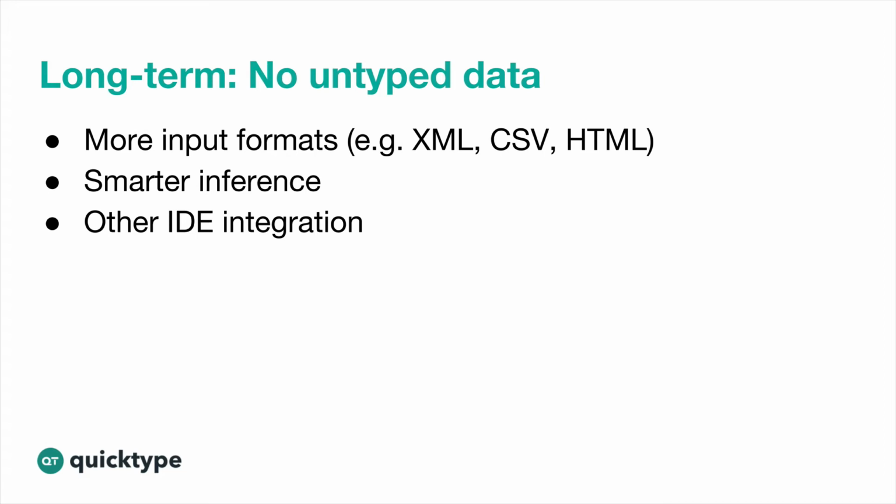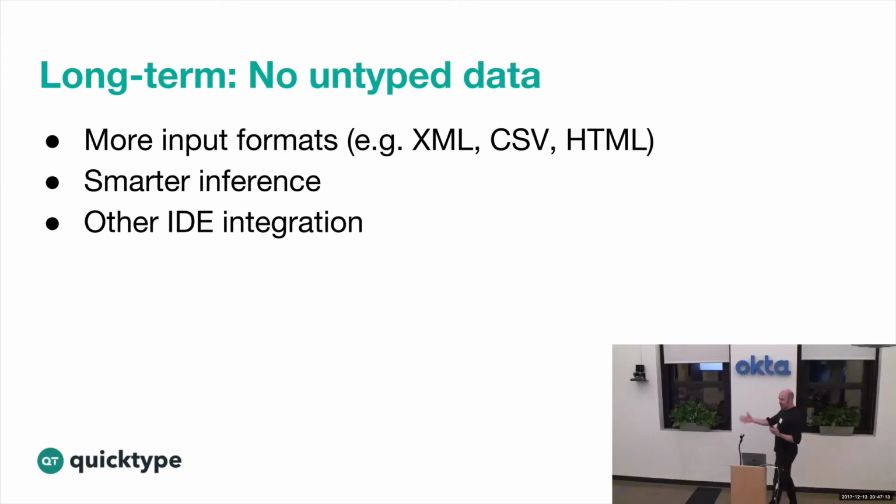Our long-term goal is no untyped data. As I said, the types are your user interface. As a programmer, you want a nice user interface for all your data. So we want to support more data types. We are thinking of supporting XML, which is kind of strongly typed, except that for most programming languages, you don't have nice support in your IDE. We'd like to support CSV, maybe HTML.